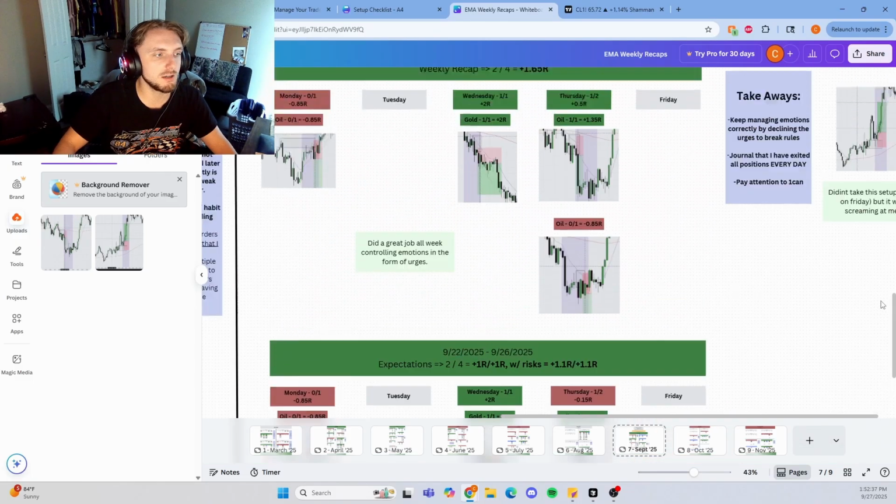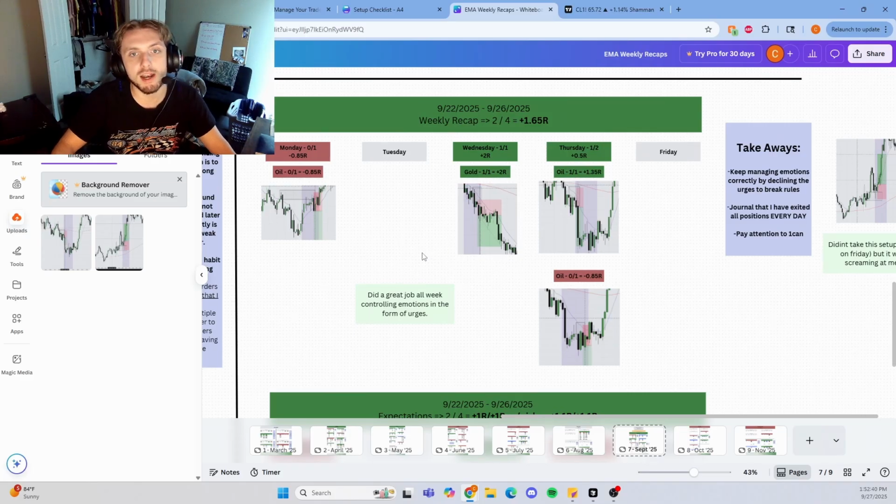So scrolling back up to my performance, the only note that I have is that I did a really good job controlling my emotions in the form of urges. For me, it's usually very hard to identify if I'm experiencing a feeling unless I find myself wanting to make an irrational decision. It isn't until I acknowledge the urge to make some decision that I realize, oh, that decision would be breaking my rules. I must be feeling something that is causing me to want to make that decision, and I can connect that urge to a feeling. A perfect example being on Thursday here during this trade.